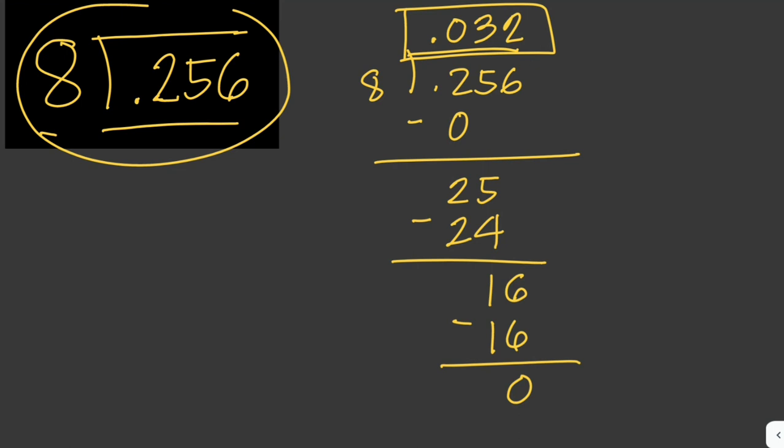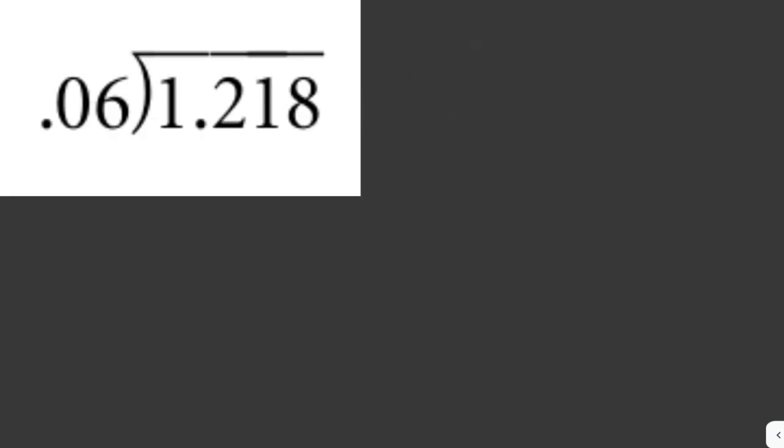Now let's solve some more problems. 1.218 divided by 0.06. Now to divide any number by a decimal, we must perform an extra step before we can divide this. So we just have to move the decimal point to the very right of the number we are dividing by, then count the number of places we are moving it. So we have here 0.06, then we move the decimal point to here. So there are 2 decimal places.